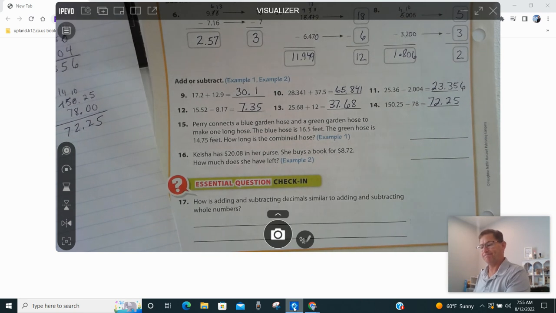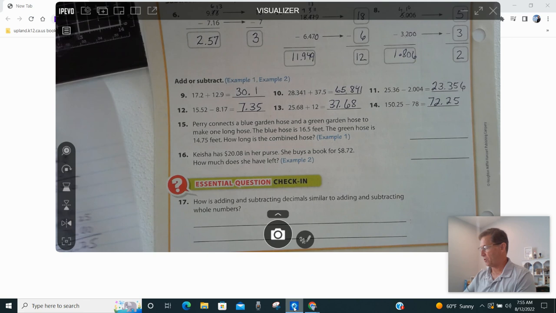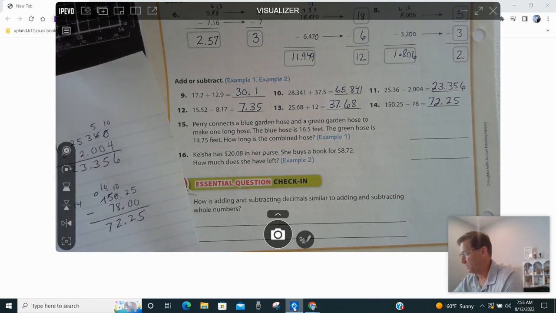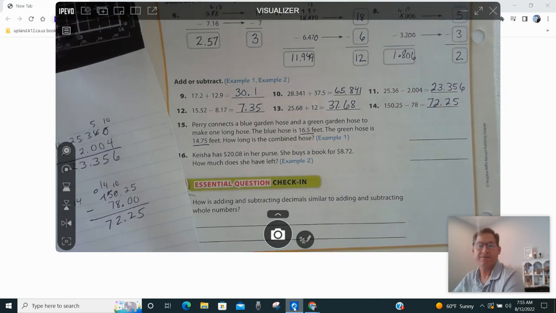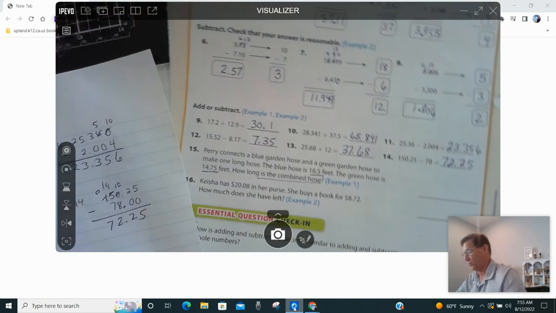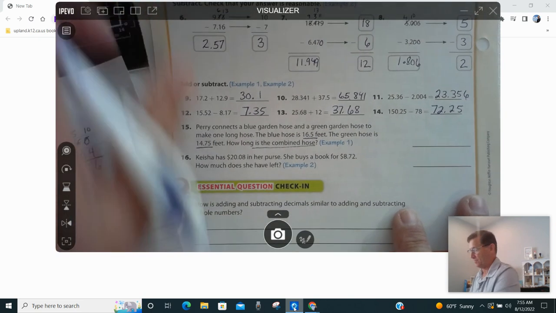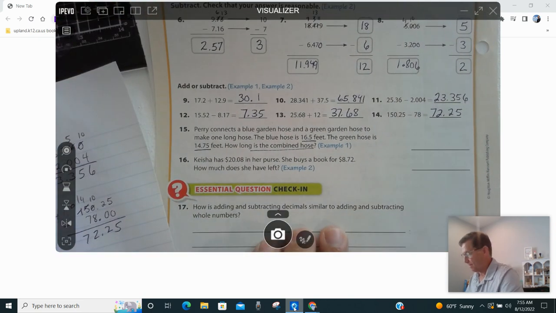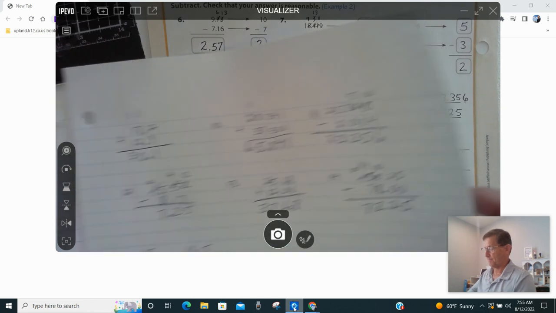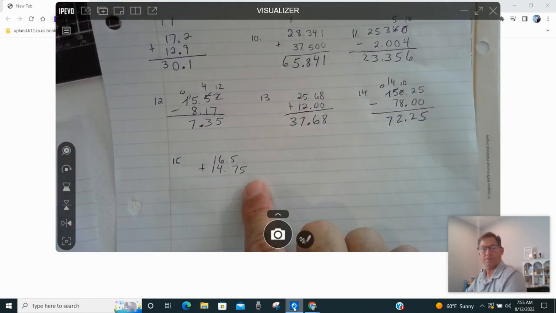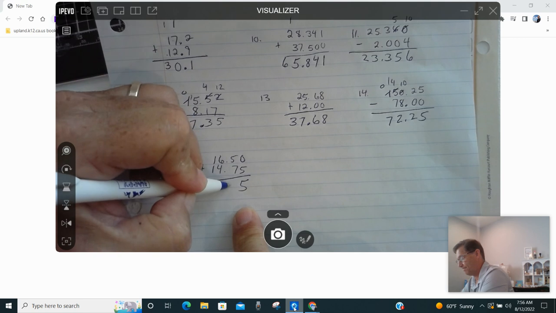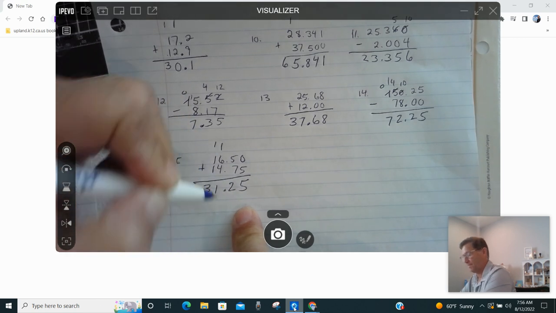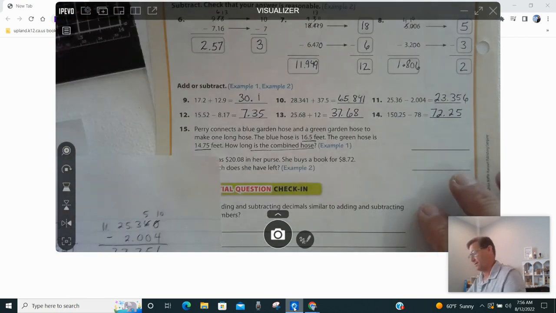All right, 15. Perry connects a blue garden hose and a green garden hose to make one long hose. The blue hose is 16 and 5 tenths feet. The green hose is 14 and 75 hundredths feet. How long is the combined hose? So combined means add. So 16 and 5 tenths plus 14 and 75 hundredths. All right, so we can put a placeholder after the 5 tenths. So 31 and 25 hundredths feet.